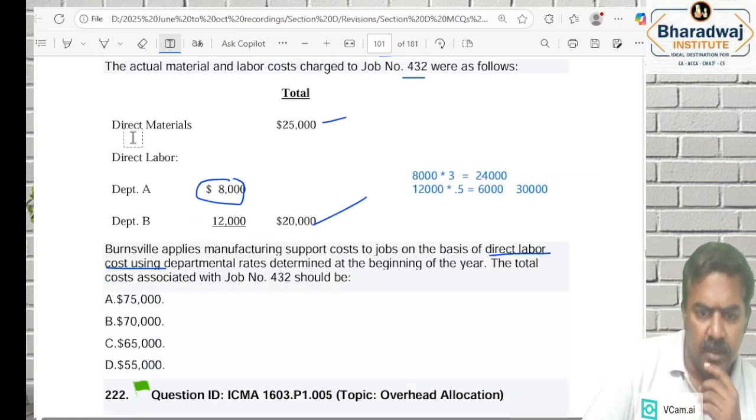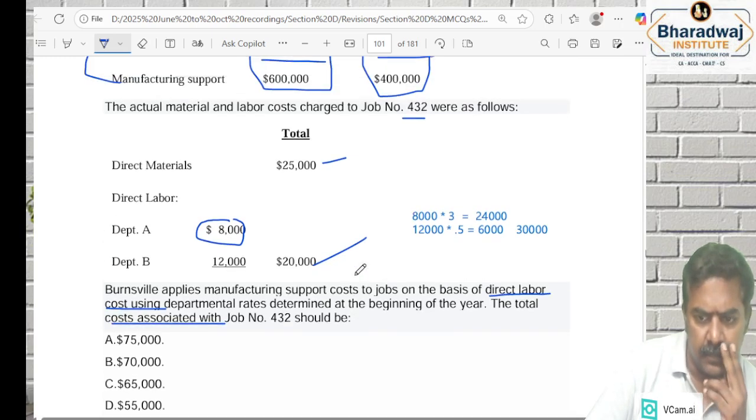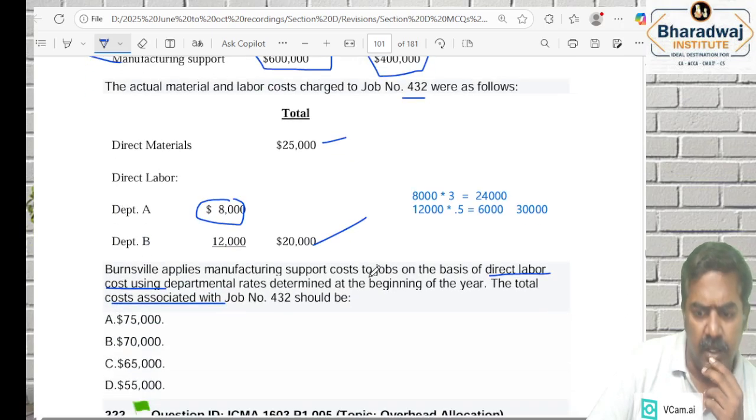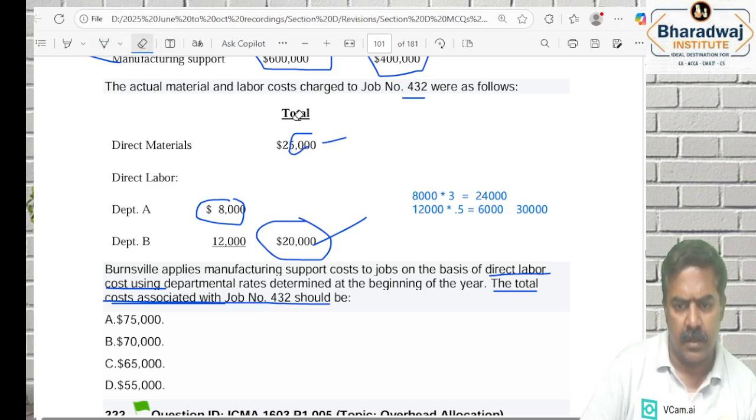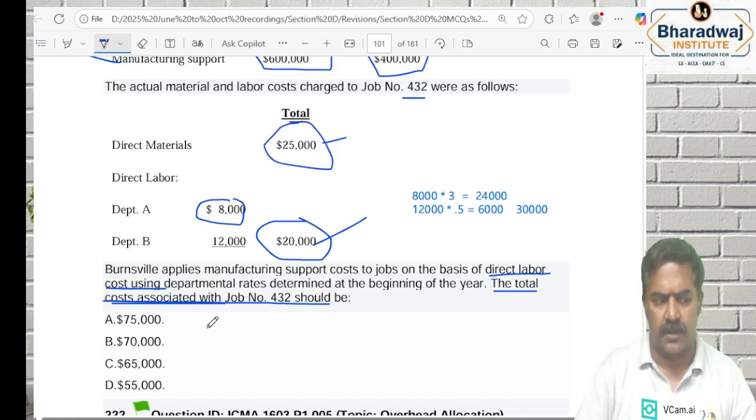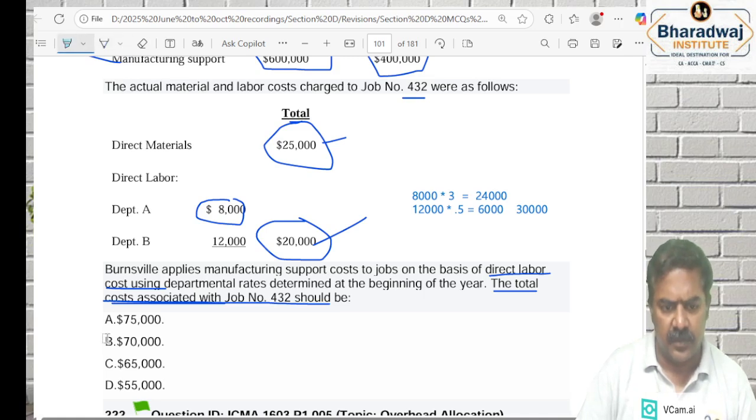They ask you to find out total cost associated with the job. So material plus labor plus overheads. Material 25,000, labor 20,000, overheads 30,000. What is the total cost? 75,000. Material plus labor plus overheads.